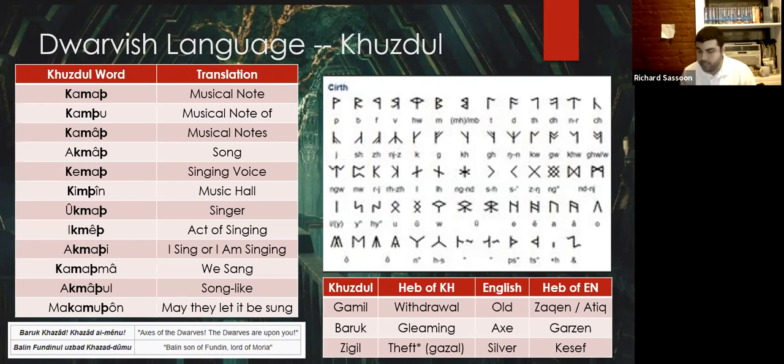I just wanted to point out, because some people might be interested, the words themselves of Khuzdul have no connection to Hebrew. There are a few words that we know of Khuzdul from Tolkien himself: Gamil, Baruch, and Zigil. Gamil in Khuzdul means old, but if you were to say gamil to a Hebrew speaker, it would mean withdrawal, like from a drug. And the word for old in Hebrew is zakein or atik. And you can go down the line of what these things mean. In fact, zigil, the root zayin gimel lamed, wouldn't even mean anything in Hebrew. The closest would be gazal, which is theft.